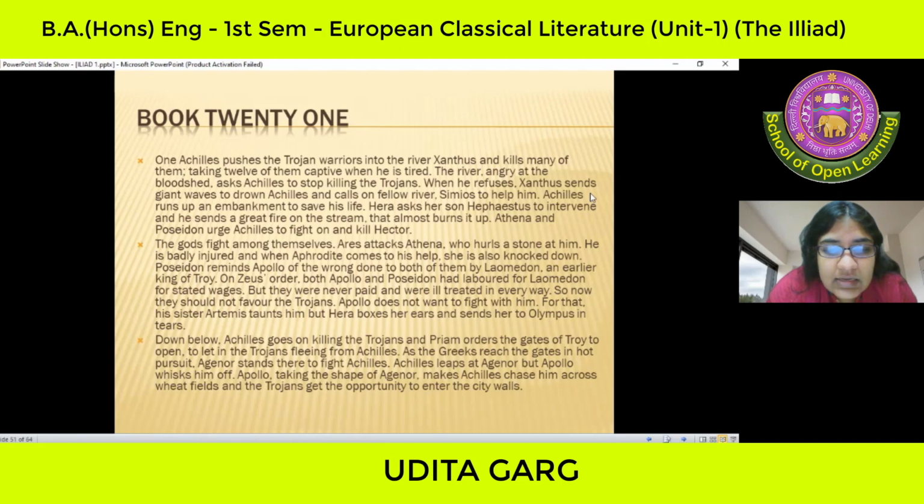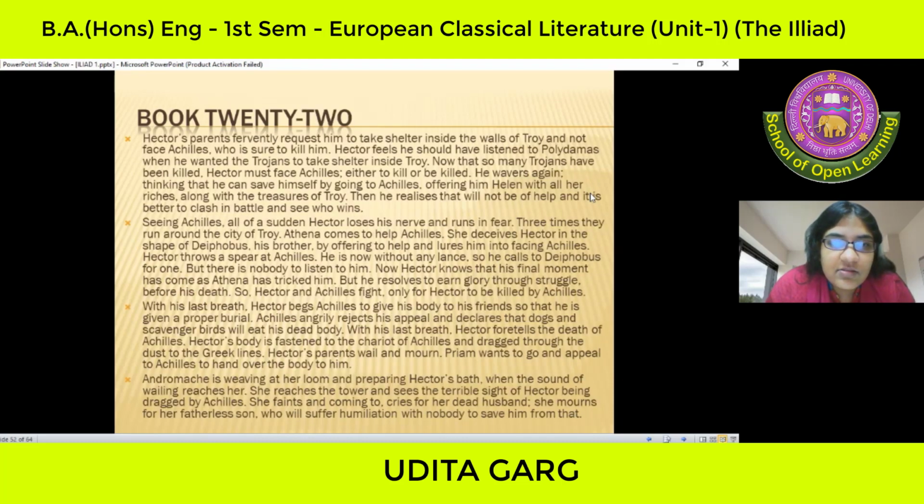So down below, Achilles goes on killing the Trojans, and Priam orders the gates of Troy to open, to let in the Trojans fleeing from Achilles as the Greeks reach the gates in hot pursuit. Agenor stands there to fight Achilles. Achilles leaps at Agenor, but Apollo whisks him off. Apollo, taking the shape of Agenor, makes Achilles chase him in the wild fields, and the Trojans get the opportunity to enter the city walls. Right? So at this point, the battle has taken a turn.